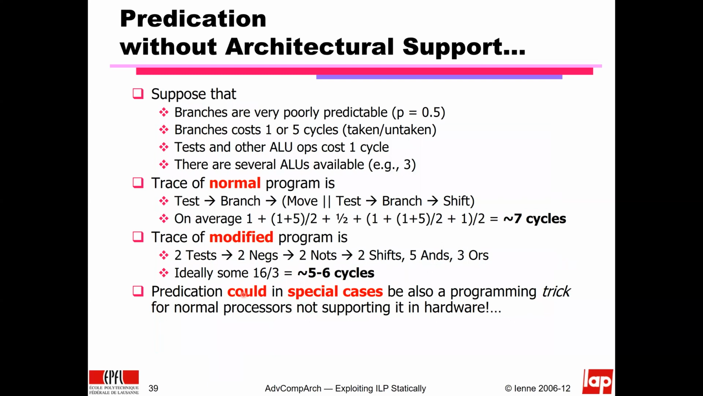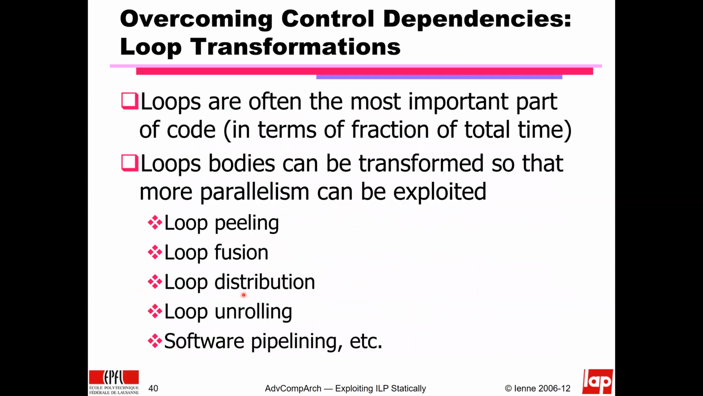And there is a totally artificial example of latencies and cost of instruction in a sufficiently simple processor to show that in some cases there may be an advantage even in a normal processor to do predication without the architectural support available. It's probably a special case, but it may happen.